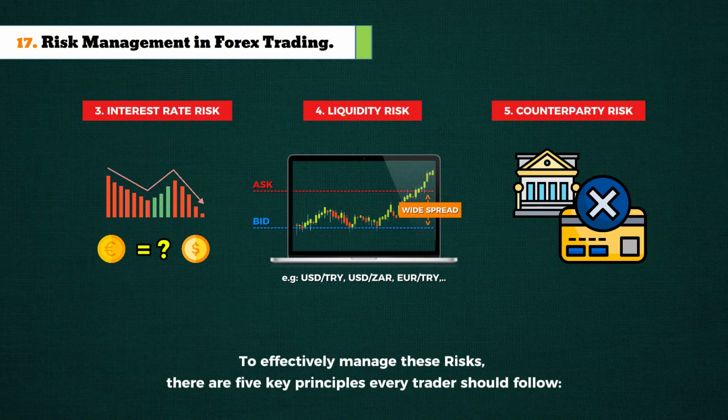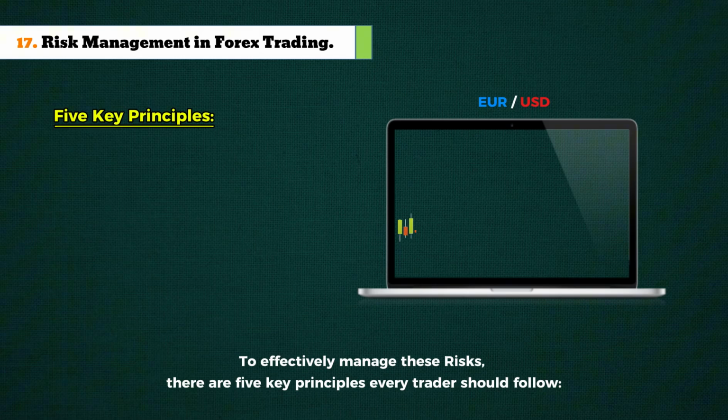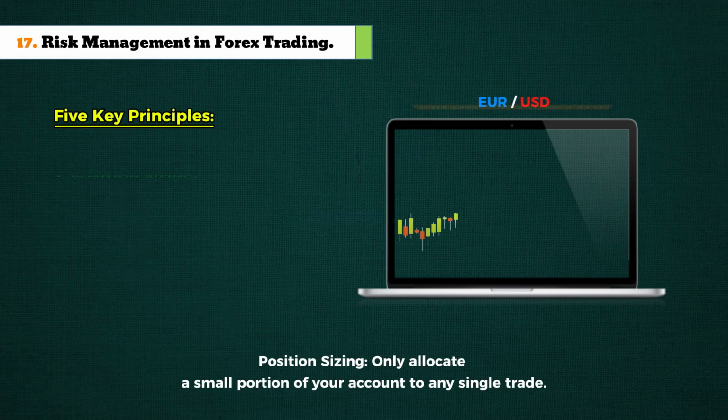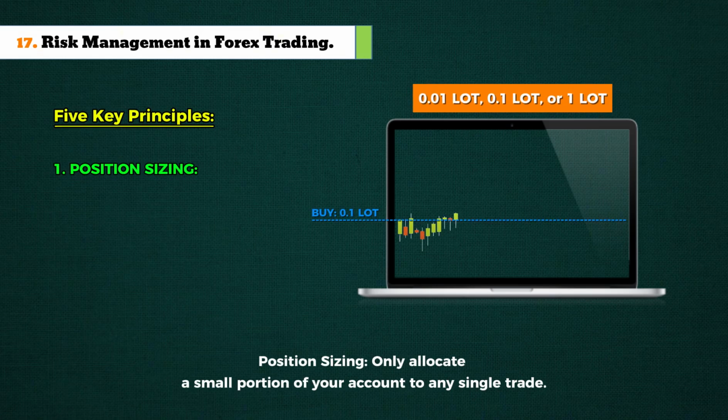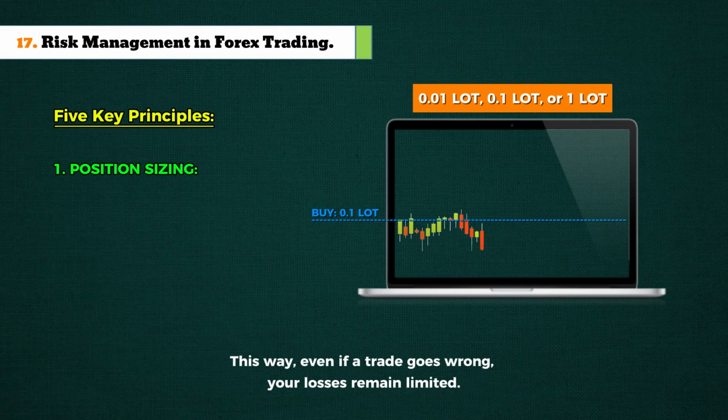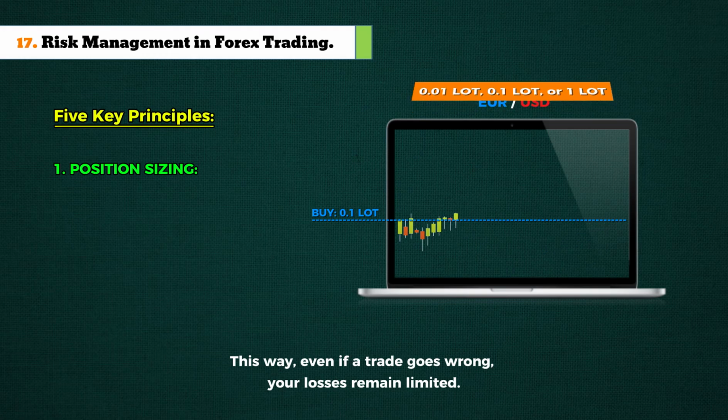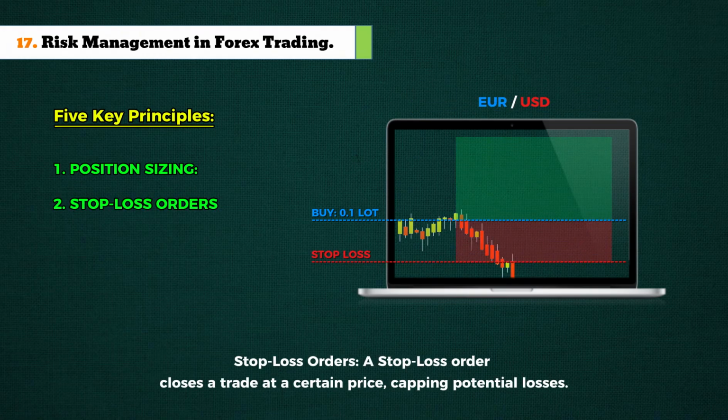To effectively manage these risks, there are 5 key principles every trader should follow. Position sizing. Only allocate a small portion of your account to any single trade. This way, even if a trade goes wrong, your losses remain limited. Stop loss orders. A stop loss order closes a trade at a certain price, capping potential losses.